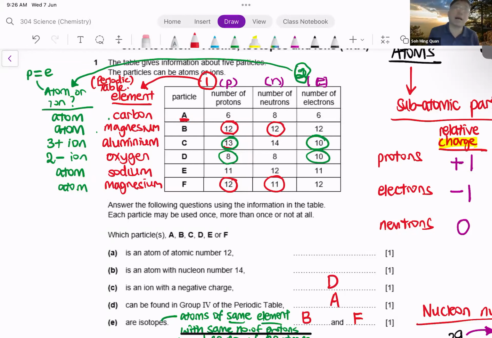This one has a 2 minus charge, so it's negative. Okay, finally, let's look at the last 2 parts.